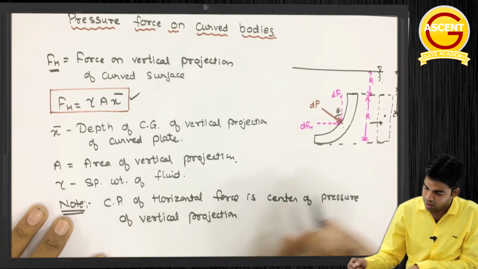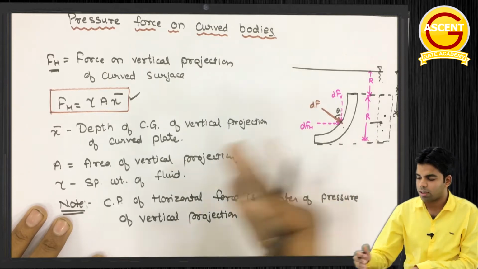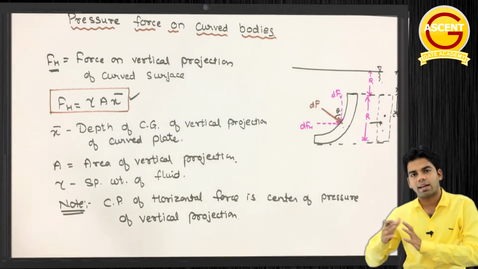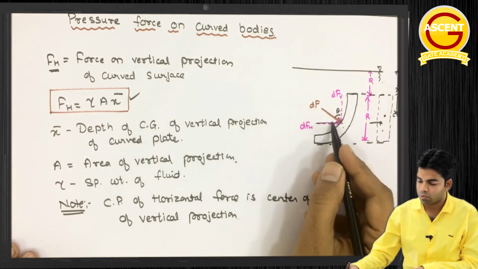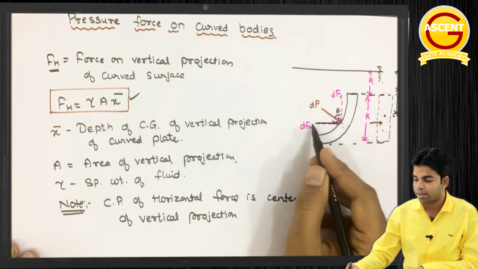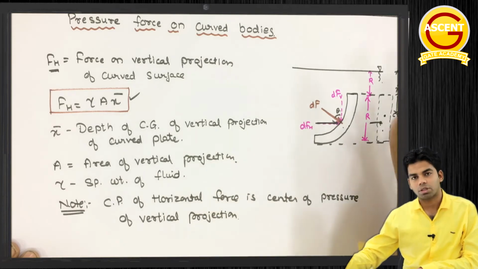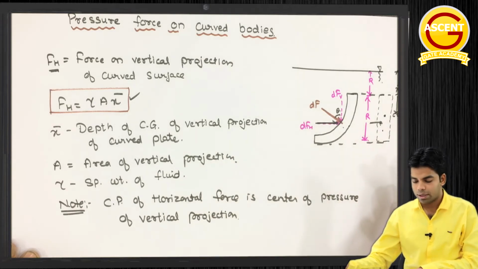Okay, so whatever is the center of pressure of this vertical projection, we will get a rectangle. तो उस rectangle का जो center of pressure होगा, that will be the center of pressure of this horizontal force. That means this horizontal force will act at the point of the center of pressure of the vertical projection. Getting this thing or not?